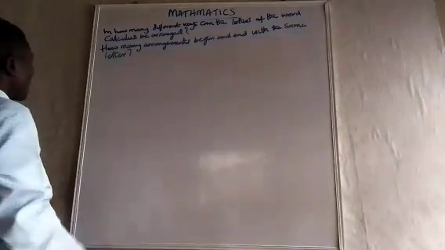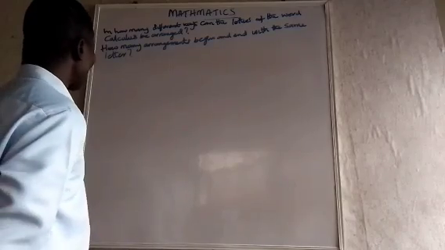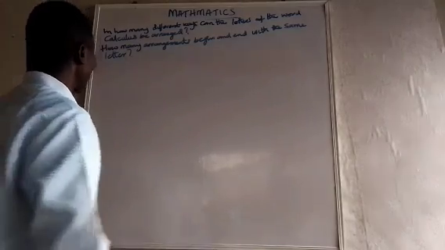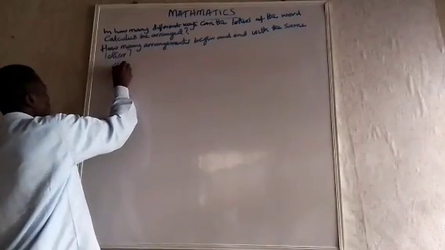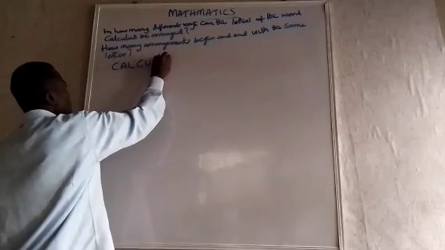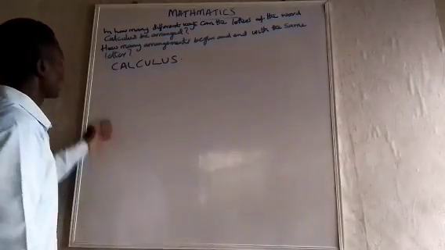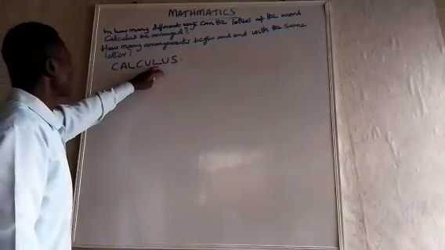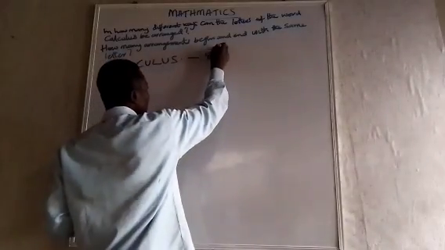Let's look at this one. In how many different ways can the letters of the word calculus be arranged? So we have it like this. Calculus. And how many letters do we have? 1, 2, 3, 4, 5, 6, 7, 8. So we have 8 letters.